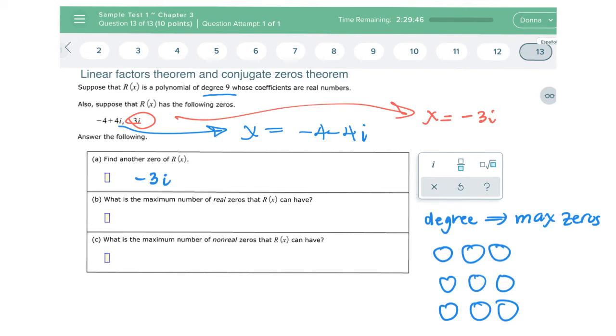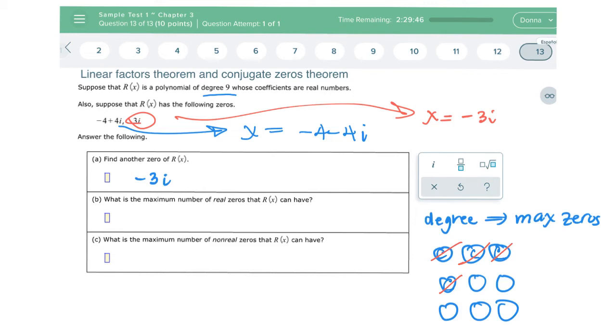And then what I'm going to do is fill in the complex. So I have negative 4 plus 4i, so that's one complex number, but they come in pairs, so its complex conjugate will also be a 0. And then 3i is a 0, but its complex conjugate, negative 3i, is also a 0. So notice whenever I have complex roots, they're going to come in pairs. So basically, I've eliminated the possibility of 4 of those zeros being real.